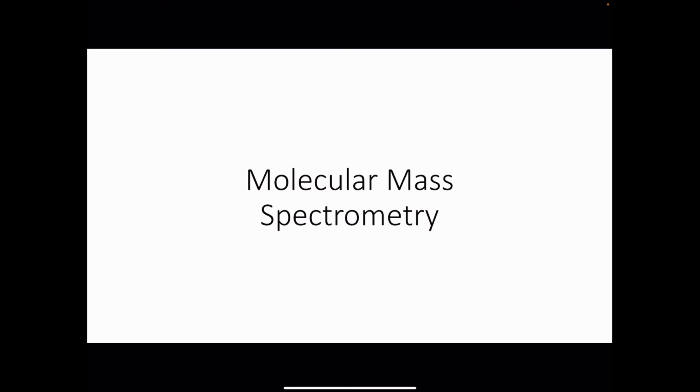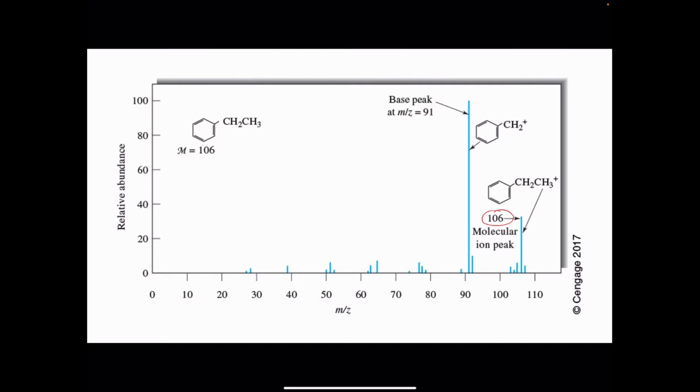So the exact same principles that we saw previously apply, but now we want to do molecular analysis. So we don't want to bust up the molecule like we were before. Instead, we use different ionization techniques to produce molecular ions. Like you can see in this mass spectrum of ethylbenzene, the peak for the molecular ion occurs at a mass to charge ratio of 106.